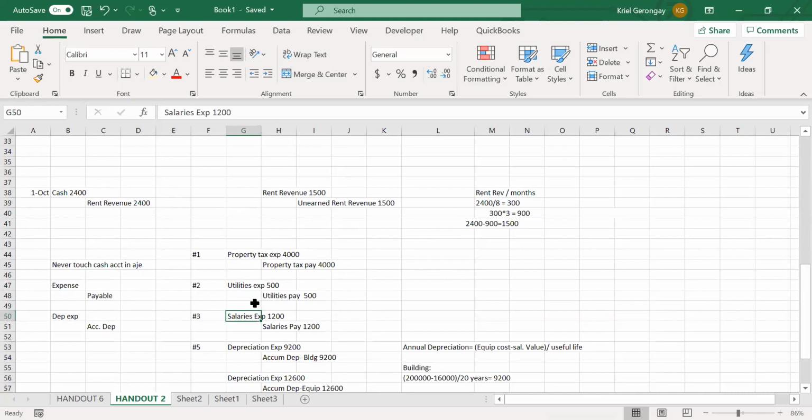No, so this would be the adjusting entry, because you accrued the salaries throughout the year, but you have not paid for it. So you have to recognize it in your books that you still have to pay your workers $1,200 for the year. Okay. Does that make sense? Let us know if it doesn't make sense.